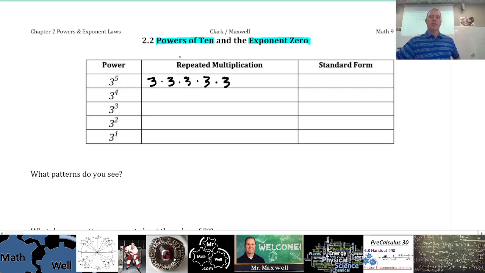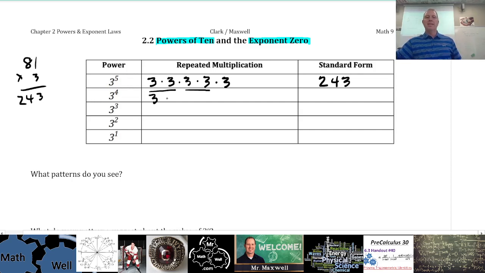Okay, let's see if we can do this. So 3 times 3 is 9. There's another 9 there. What's 9 times 9? Okay, 9 times 9 is 81. 9 times 3 is 27. 27 times 3 is 81. What's 81 times 3? Oh, that's a tough one. Again, we're trying to do this without a calculator. So 3, okay, there we go. 243. So in standard form, this is 243. Awesome.